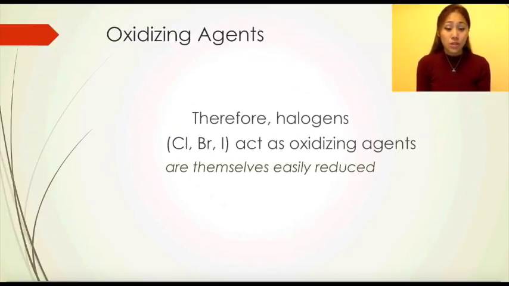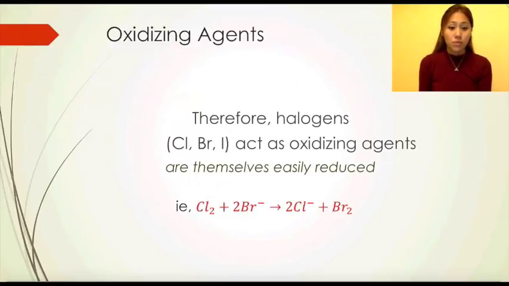Therefore, halogens, chlorine, bromine, iodine, act as oxidizing agents. They are themselves easily reduced. They hold a negative ion charge. They're anions. They only need one extra electron to form a stable octet, therefore very easily reduced. Here's an example of what we just talked about, where chlorine is able to displace bromide ions because it is further up on the oxidizing agent series.